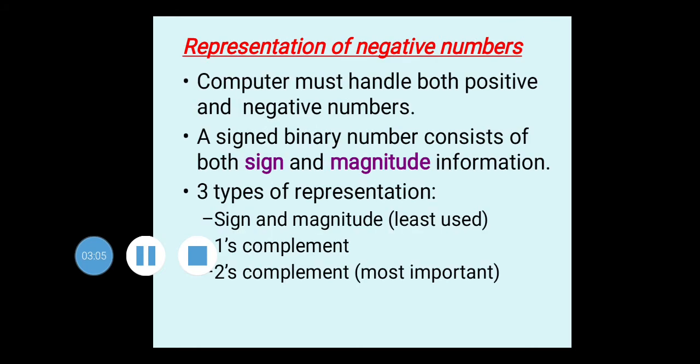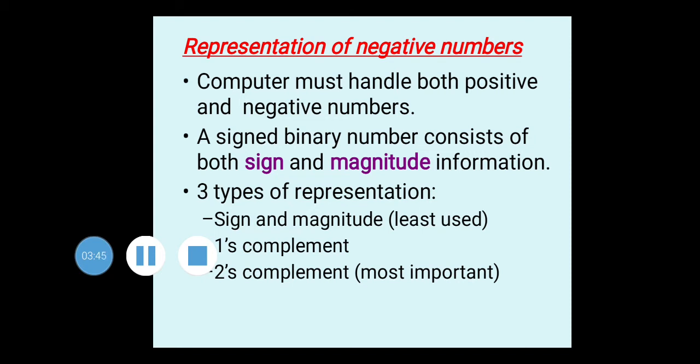Now why do we need a representation of negative numbers? Because the binary number system is utilized by computers. So the computer must handle both positive and negative numbers. Since it is handling binary numbers, it has to handle both positive and negative numbers. A signed binary number consists of both sign and magnitude information. So the first representation, the signed binary number system, consists of both sign and magnitude information.